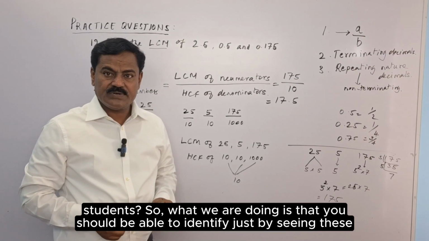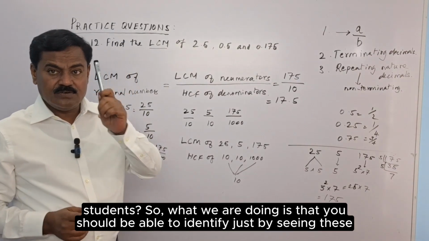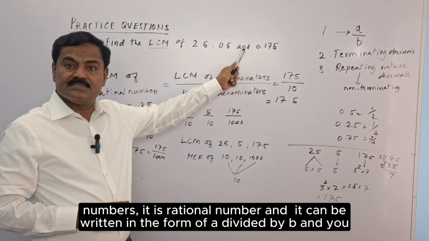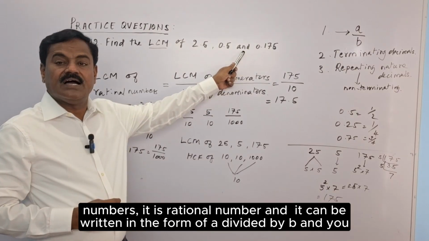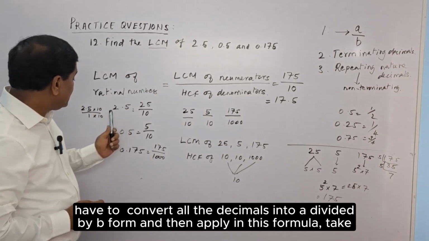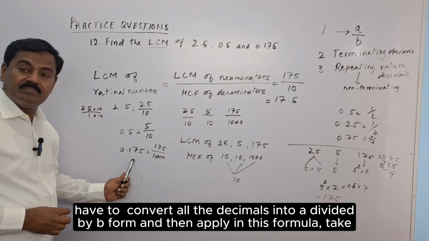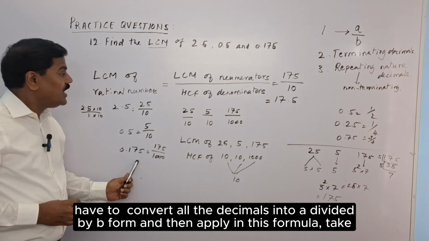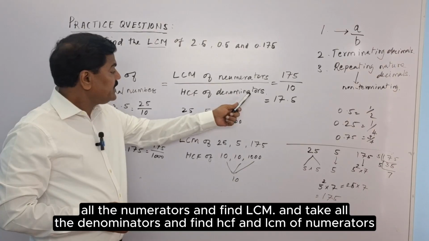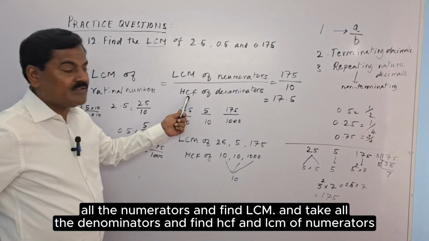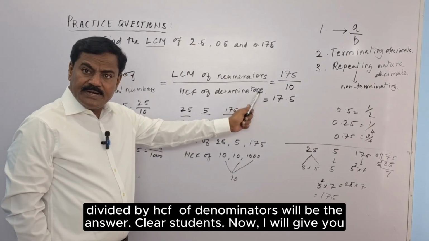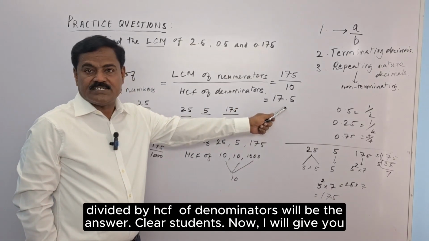Okay, clear, students? So what we are doing, you should be able to identify just by seeing these numbers, they are rational numbers and can be written in the form of A divided by B. You have to convert all the decimals into A divided by B form, and then apply this formula: take all the numerators and find the LCM, take all the denominators and find the HCF, and LCM of numerators divided by HCF of denominators will be the answer.